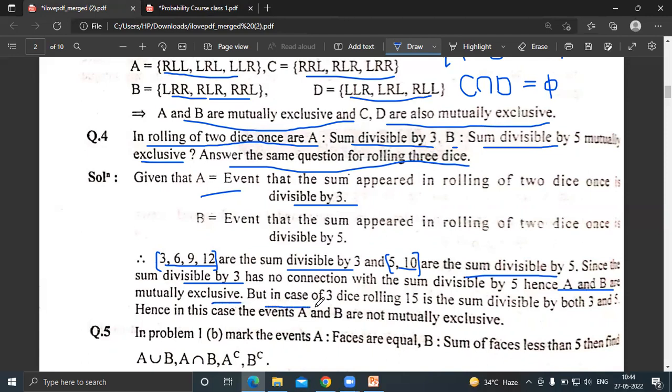But in the case of 3 dice, it's different. Maybe it's mutually exclusive or not mutually exclusive. You have to check that, because 5 into 3 is 15. That means if we roll a die 3 times, and you take that type of question, in that case it is not mutually exclusive. So that's your work. You have to check that portion.